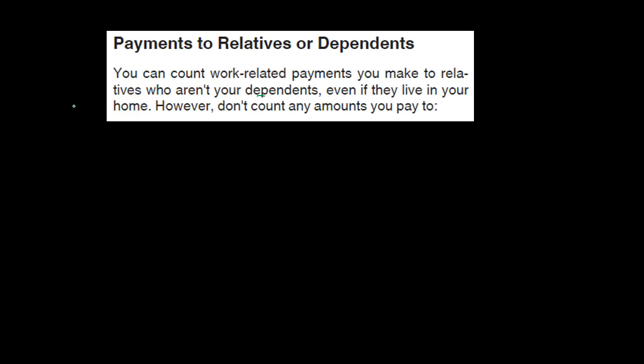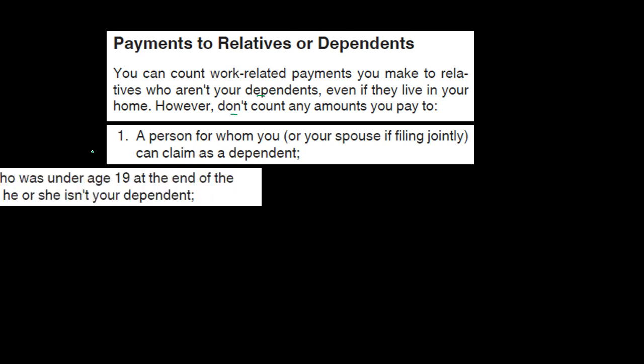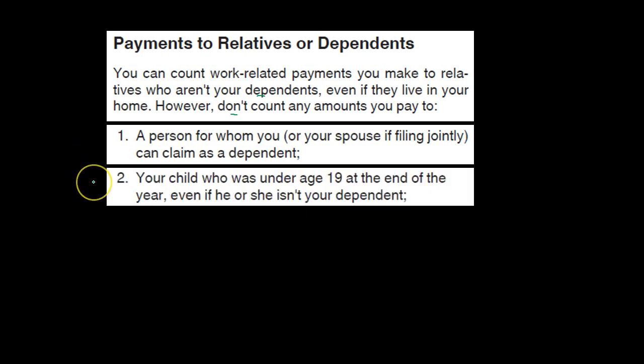However, don't count any amounts you pay to: one, a person whom you or your spouse, if filing jointly, can claim as a dependent. So typically not someone that you can claim as a dependent. Two, your child who was under age 19 at the end of the year, even if he or she isn't your dependent. So if they're under 19, then typically they would be your dependent, but for whatever reason, if they're not qualified, you still wouldn't include them.